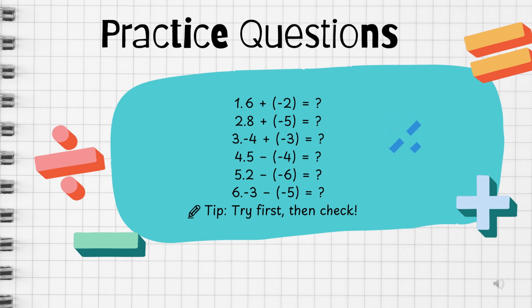Answers: 6 plus negative 2 equals 4. 8 plus negative 5 equals 3. Negative 4 plus negative 3 equals negative 7. 5 minus negative 4 equals 9. 2 minus negative 6 equals 8. Negative 3 minus negative 5 equals 2. How many did you get correct?